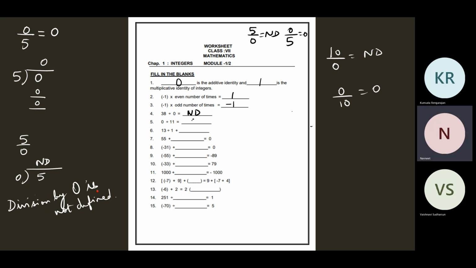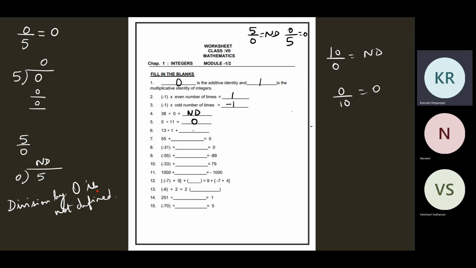And what is 0 divided by 11? 0. What is 13 divided by 1? 13. Sorry, one minute. This one should be an equal to sign.